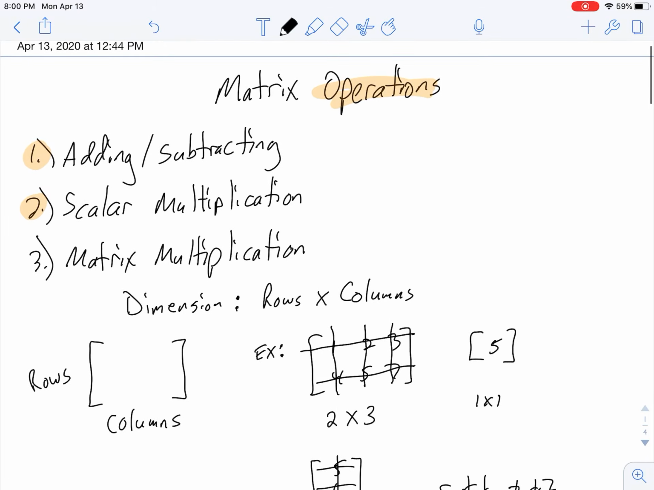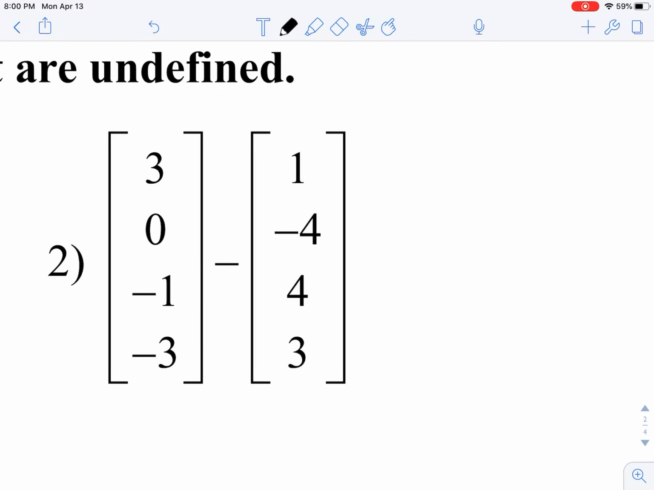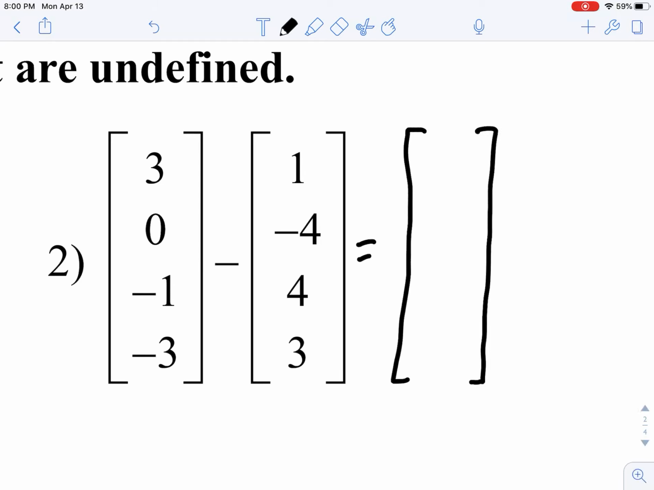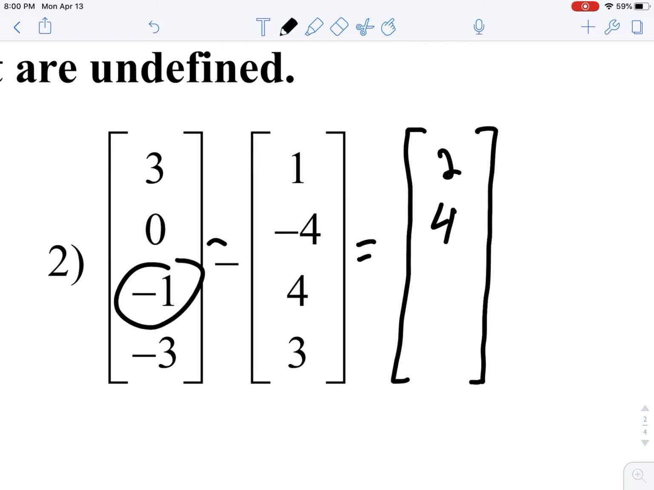All right, let's do this. Very, very simple. Oh, I should mention, in order to add or subtract matrices, they have to have the same dimensions. So this is a 4 by 1, this is a 4 by 1. That means they can be subtracted. The answer is going to be a 4 by 1, and quite simply, you do 3 minus 1 here, 0 minus negative 4, and when you minus a minus, it turns to plus, so that's positive 4 there. Then you have negative 1 minus 4, which is negative 5. And then negative 3 minus 3.